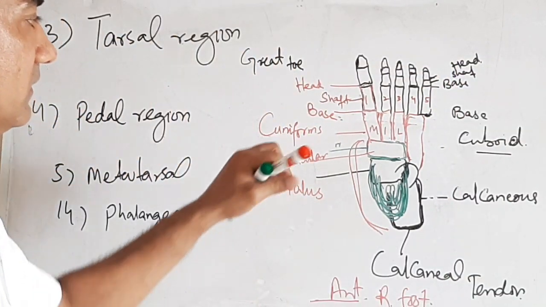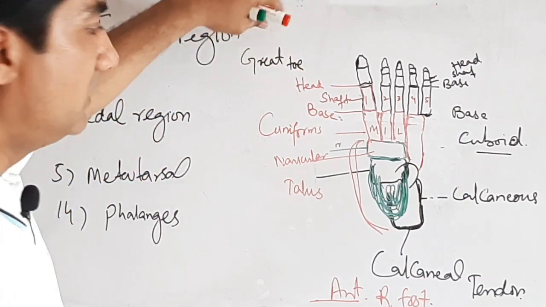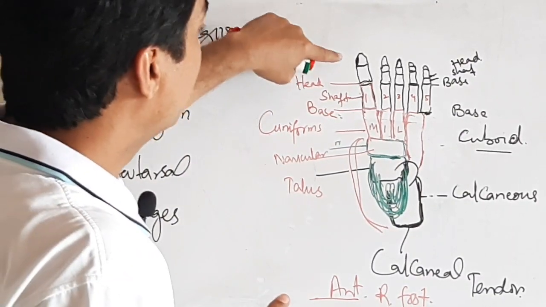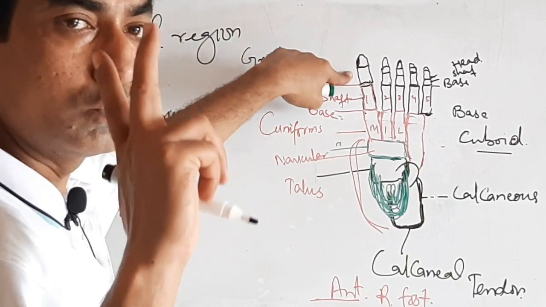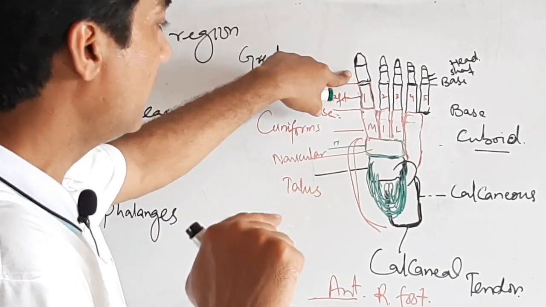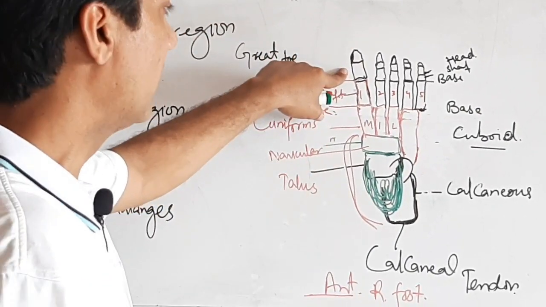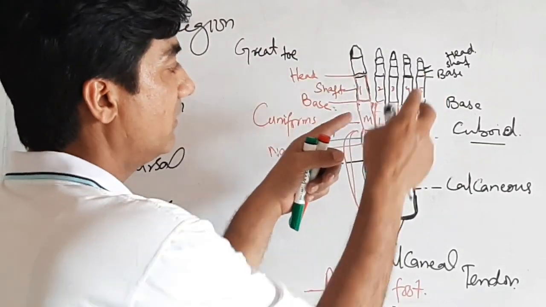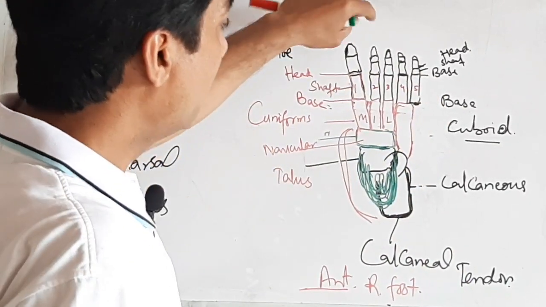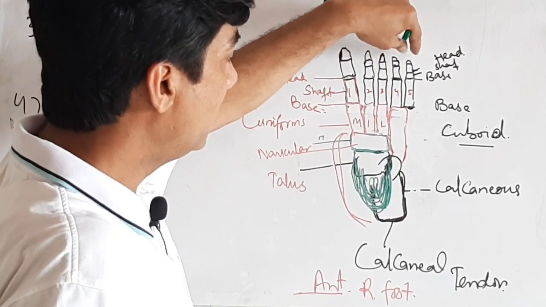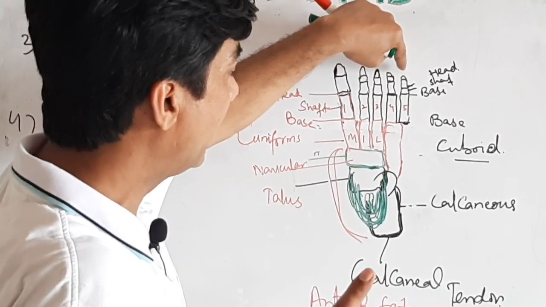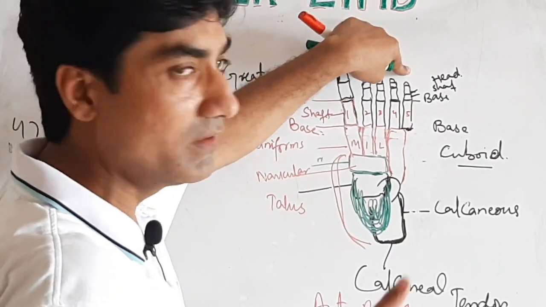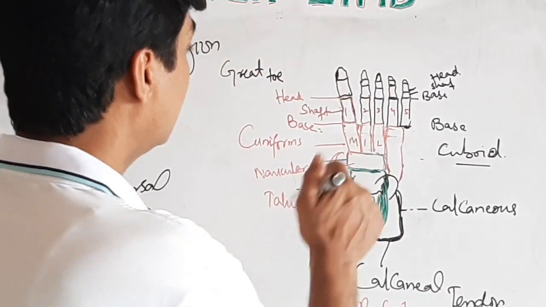These are the phalanges, and in the great toe there are just two bones. One is the proximal phalanx and the second is the distal. But in the rest of the toes there are three bones. One is proximal, the next is the middle phalanx, and the last one is the distal phalanx. These are the phalanges.